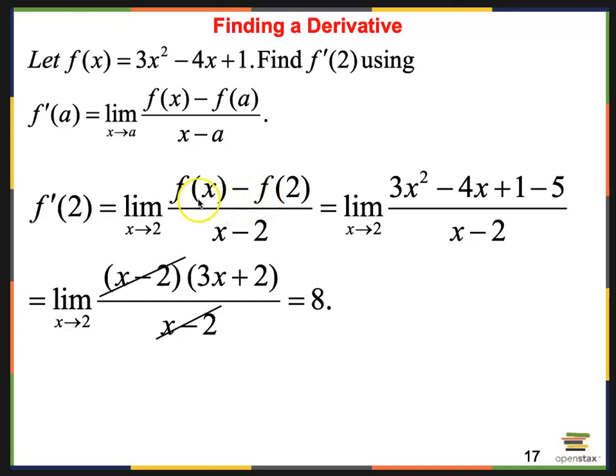Plug in f of x minus f of 2. Well, what is f of x? That's 3x squared minus 4x plus 1. What is f of 2? Well, plug 2 in here and I get 5. On the bottom is x minus 2. There's my a, remember. We can simplify this: 3x squared minus 4x minus 4. Factor it, and these will cancel. Now try the limit substitution again, and we end up with 8.